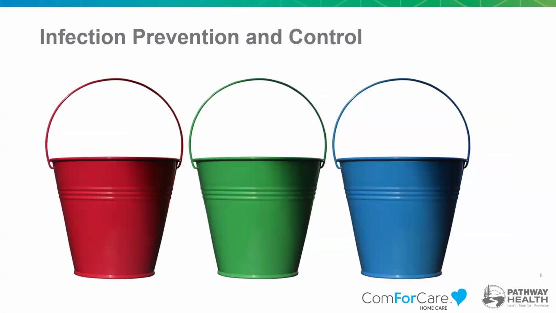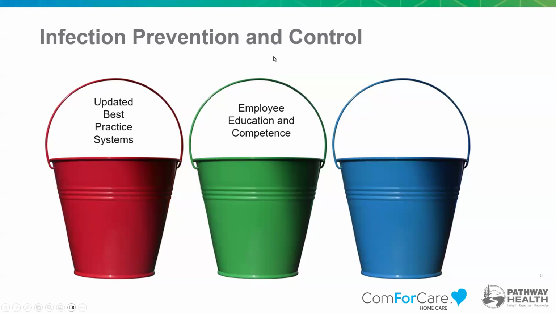So, what can we do to be good infection preventionist stewards, right, in our own setting? Well, I like to look at three important buckets that we will be covering today. And the first bucket looks at updated best practice systems, right? The second bucket looks at employee education and competence. And then the third bucket looks at ongoing surveillance and action. So let's break down and talk about each of these buckets individually.